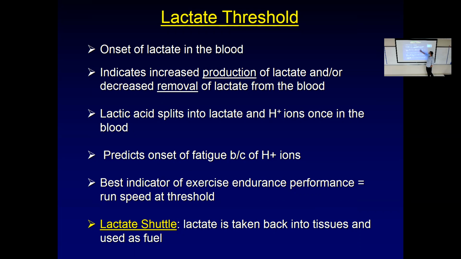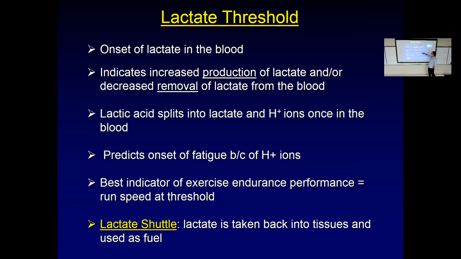It's going to indicate that production of lactate has increased or the removal of lactate has decreased, such that the net amount of lactate in our blood is rising. We're always making some, as you guys will see. We're going to shuttle some around. We grab the lactate, we throw it in the Krebs cycle, we break it down. Lactate's perfectly good fuel for lots of things. So it's not in and of itself inherently bad.